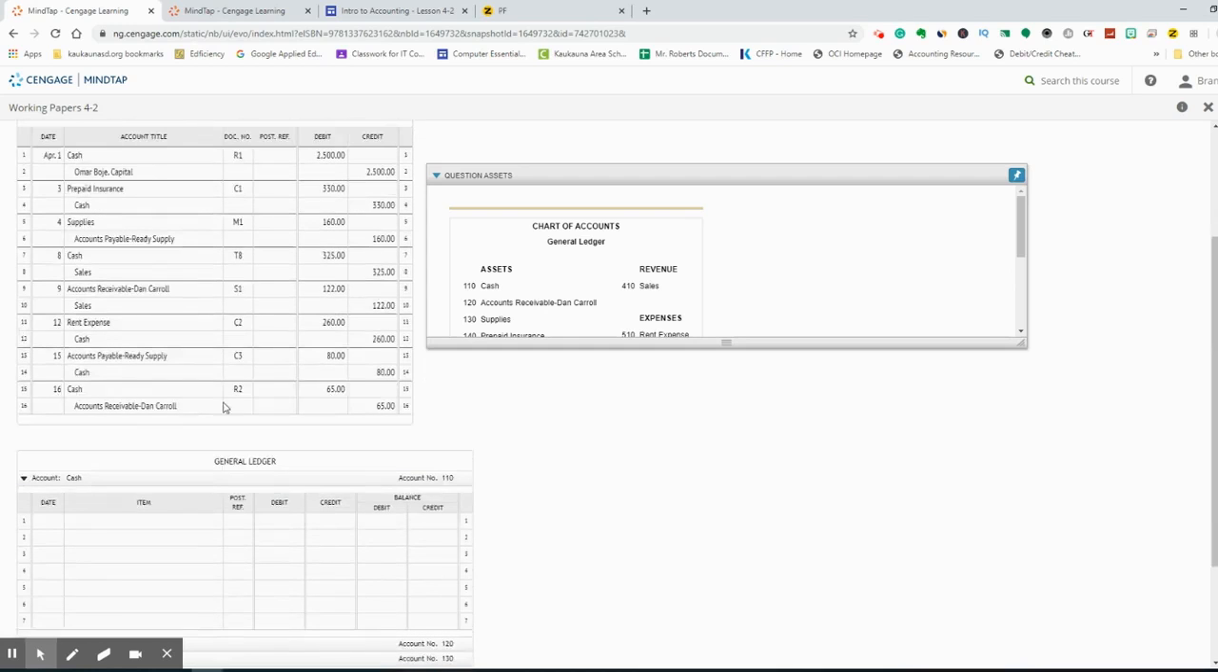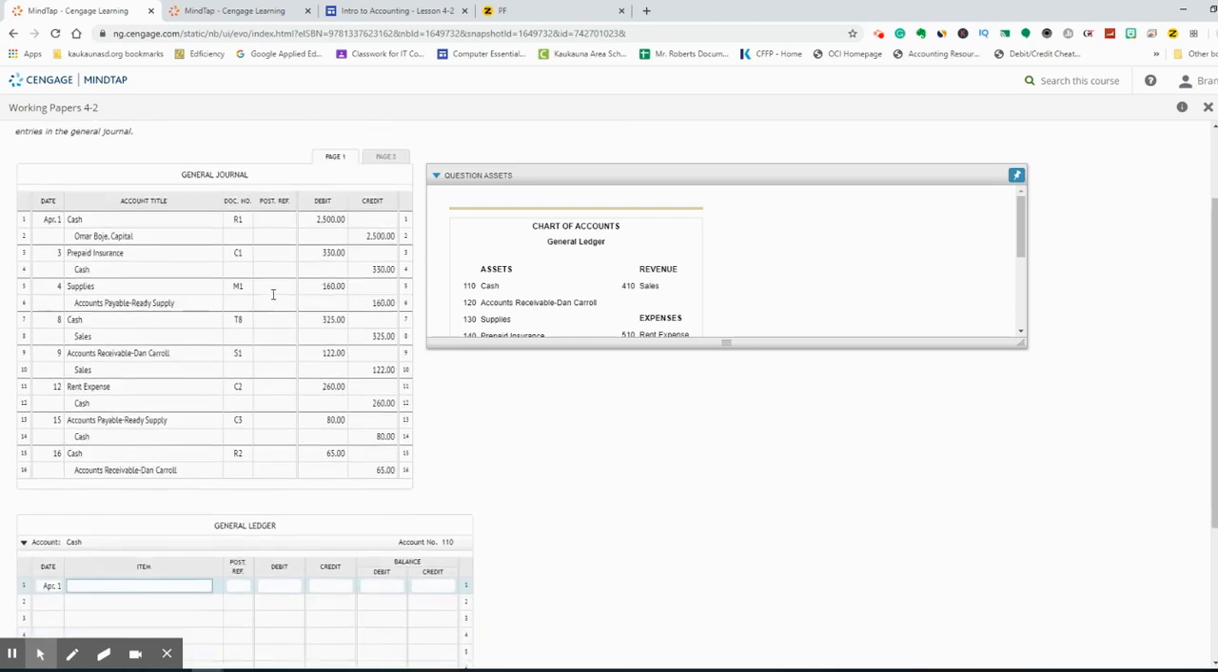From here, the first thing we do is write the date in the date column of the account. So down here, we're going to write in April, because it's the first entry that we have. So April 1st. Next, we can actually skip over this item column. We don't really care what the item actually is, because we're not going to say owner investment or anything. It's too complicated, and we don't need to do that. We just need to know where our cash is going. If we really need to know that, we can always refer back to our general journal.